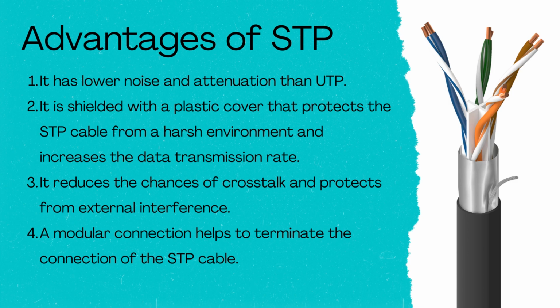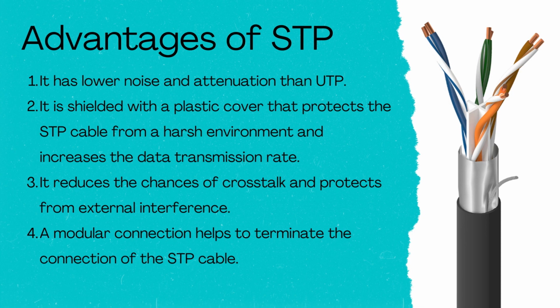Noise refers to unwanted electrical signals that can disrupt data transmission, and attenuation is the gradual loss of signal strength as it travels along the cable. STP shielding helps maintain signal integrity by minimizing both noise and attenuation, leading to more reliable data transmission.